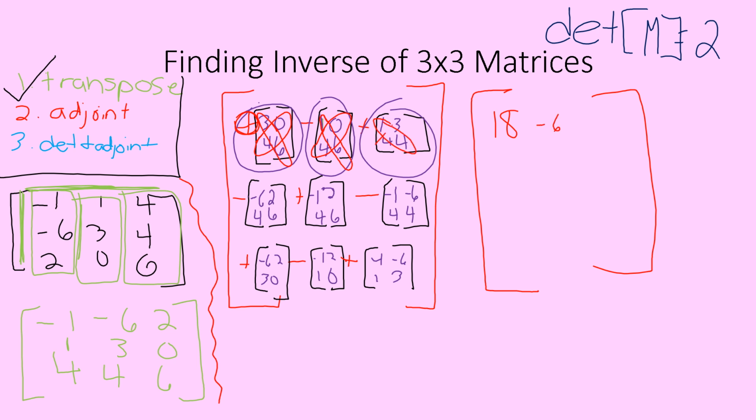4 times 1 is 4, minus 12 is negative 8. Negative 6 times 6 is negative 36. 4 times 2 is 8. Negative 36 minus 8 is going to give us negative 44. When you're multiplying that by the negative out in front, we're just going to get positive 44. You'll follow the same process for each of these tiny matrices, and this will be your final result.